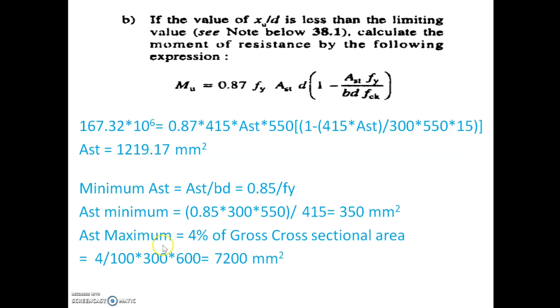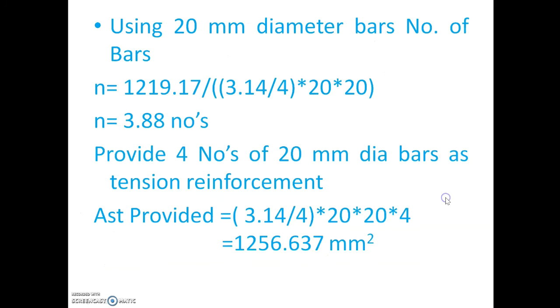And calculate the maximum steel, that is 4% of gross cross sectional area, that is equal to 0.04 into small b into capital D, that is equal to 4 into 100 into 300 into 600, so that is 7200 mm square. So this is the maximum steel required for that particular cross section which we assumed. So whatever the steel we designed is within the limits of minimum and maximum.